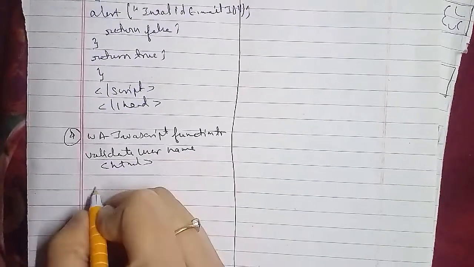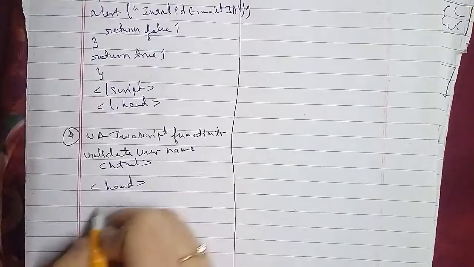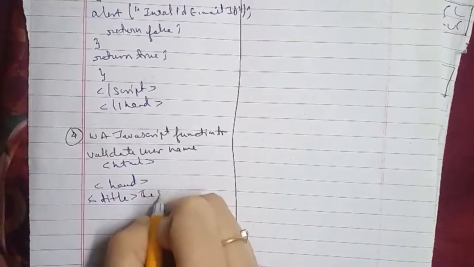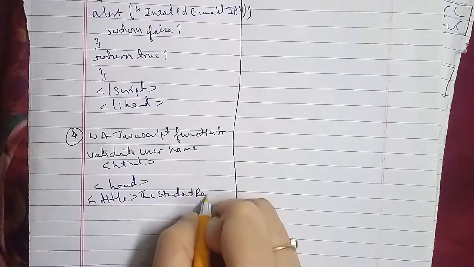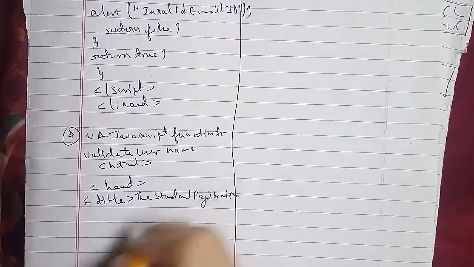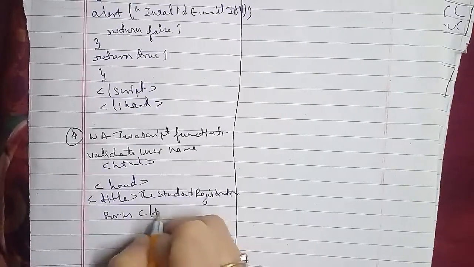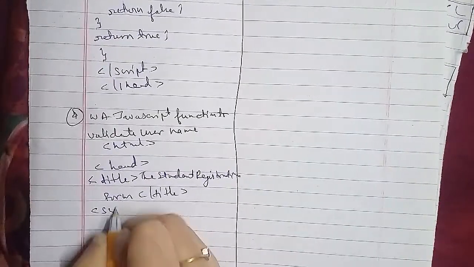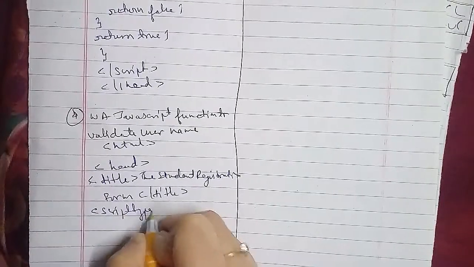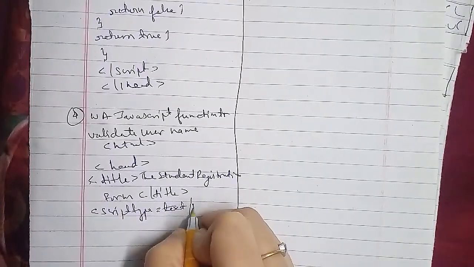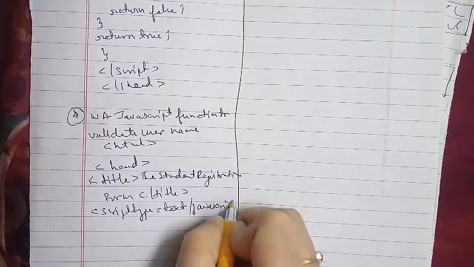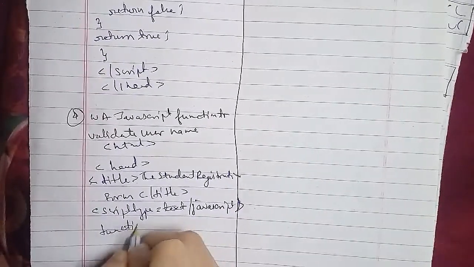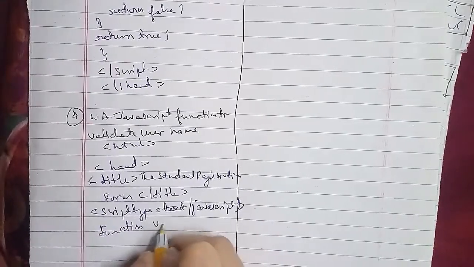Now after that, if name string dot value equals to null, then here start with a curly bracket, that alert enter some username, because we are validating the username, so here add return false. Then close the script tag.